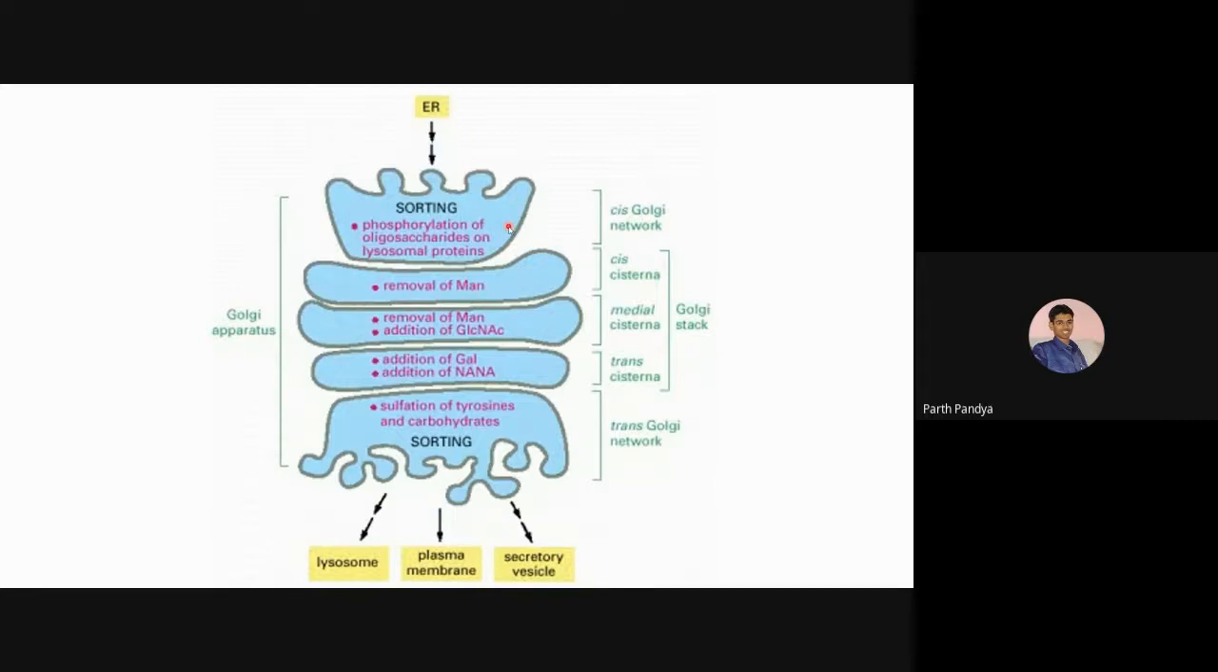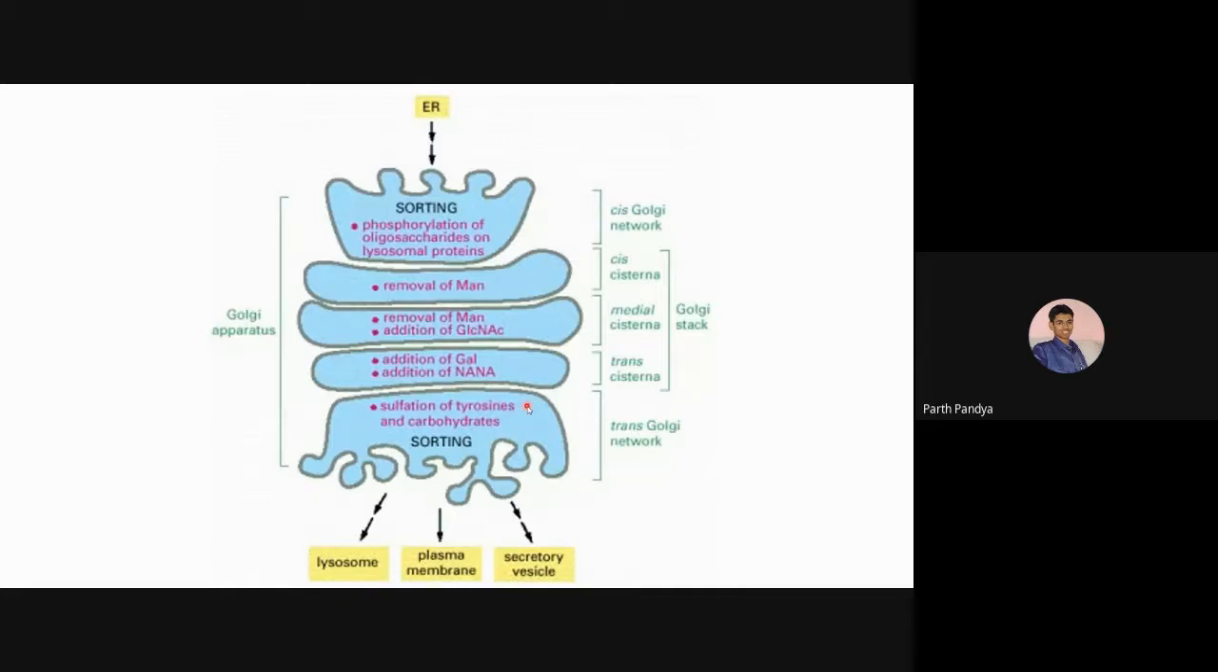Then phosphorylation of oligosaccharides as well as isomer protein occurs. From cis, it goes to the cis cisternae part, with removal of the mannose residue with the help of mannosidase. Again, it goes to the medial part where mannosidase removal and addition of N-acetyl glucosamine will occur. Then to the trans part where galactose and N-acetyl neuraminic acid will be added. Finally, in the trans part itself, the sulfation of tyrosine residue and the carbohydrate will occur.